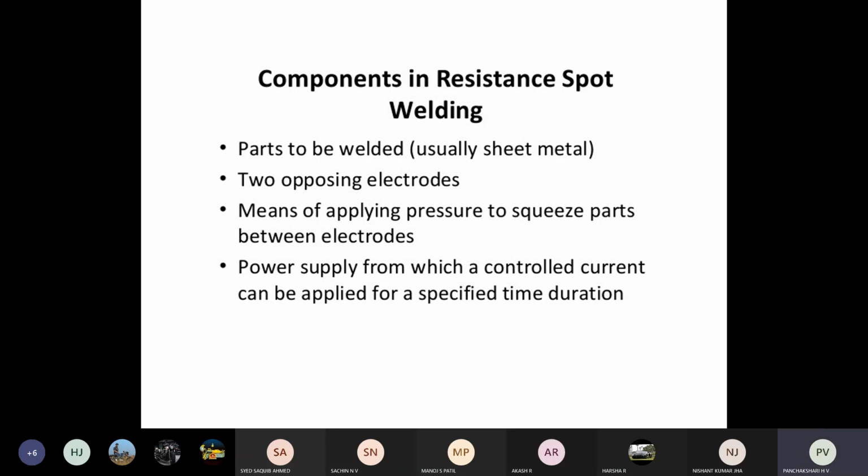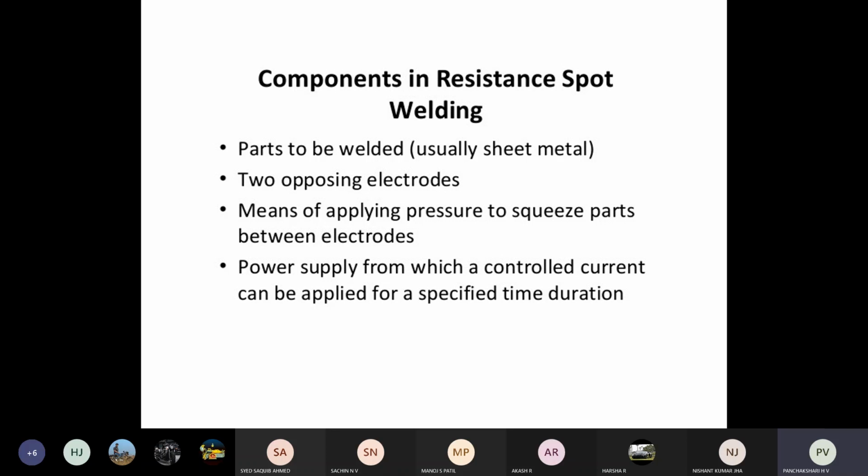So what are the components of spot welding? Parts to be welded, that is metal A, metal B, metal C, whatever the parts to be welded, those are the components of welding. Usually parts are joined by using this method. Like in arc welding, we use very thick material. That type of material cannot be welded this way. Thin materials like sheet metals, normally we go for welding by this method.